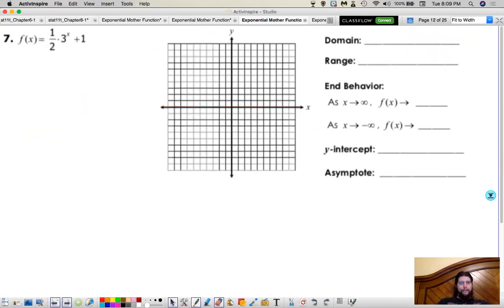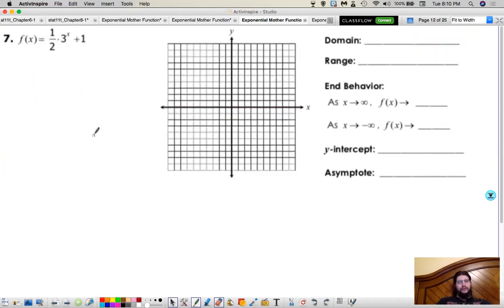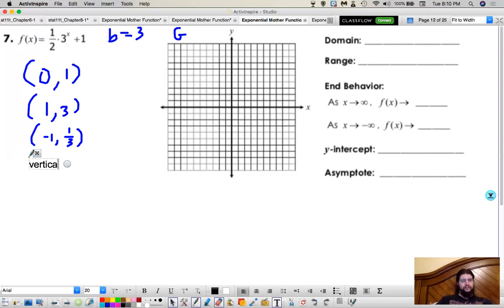Let's see what else we got. Ah, there's negative, okay. Let's check this one out. Let's see what's going on. B is 3, makes a growth equation. 0, 1, 1, 3, then negative 1, 1/3. I'm not worrying about anything but my basic points at first. Then I'm going to say, okay, what do I need to do to this? I have this half here. That's a vertical compression. This +1 over here, that's a vertical shift up 1.